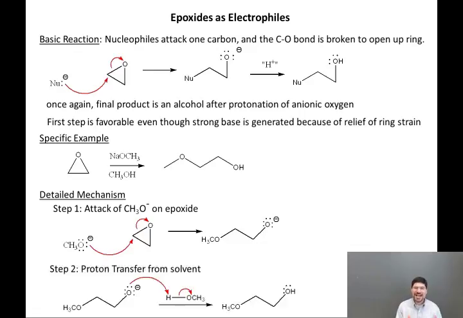Now the second step, as I alluded to, is proton transfer from the solvent. So we don't actually have to add acid to this reaction. The intermediate with a negative charge on oxygen picks up a proton from the solvent methanol, and that regenerates another molecule of OCH3- that can come in and attack another molecule of epoxide. So you actually, believe it or not, only need a catalytic amount of OCH3- because it gets regenerated at the end of the mechanism.